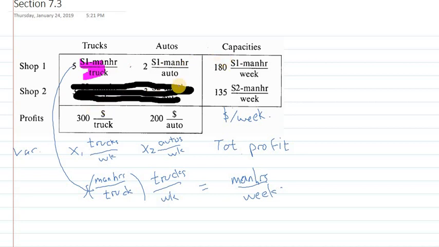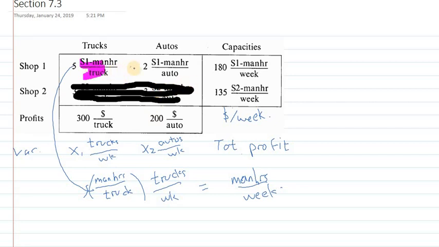Now how about the second row? Well, the second row is the same as the first row. The first row deals with shop 1, second row deals with shop 2. Remember, in this case, the constraints are going across. There's no constraint on trucks. You can make as many trucks as you want as far as the owners of the factory are concerned. You can make as many autos as far as the autos are concerned.